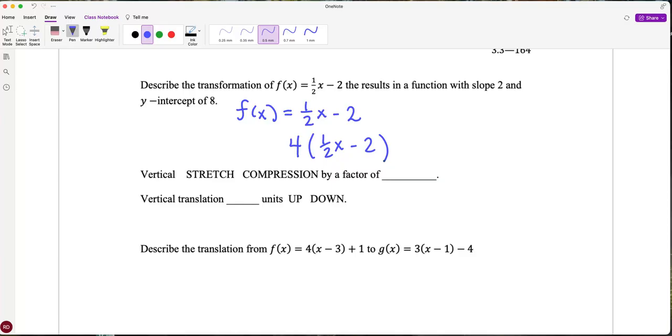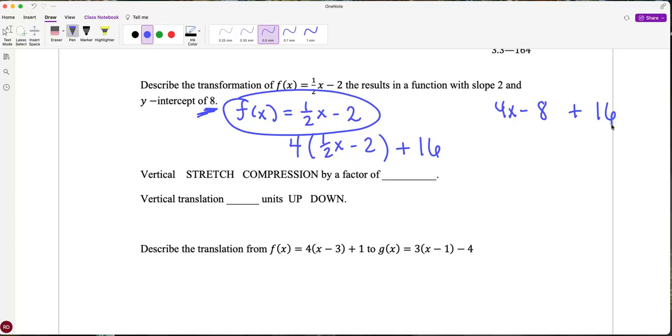Okay, so if I multiply by 4, that gives me what? 2x minus 8. Okay, so the y-intercept here is -8, right? So if I'm going to get a y-intercept of 8, keep in mind this one's a -8. To get a y-intercept of +8, I'm going to have to add 16. So here's the transformation that has to happen. I have to multiply this thing by 4, and that gives me 4x minus 8. But to get a y-intercept of +8, I'm going to have to add 16 to that.